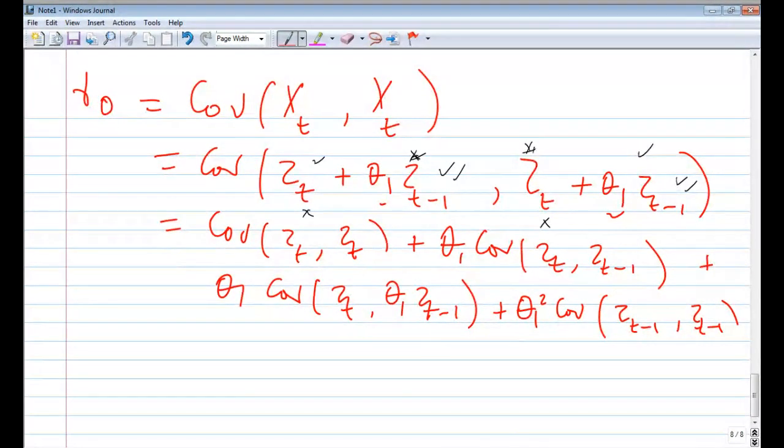Yes. Okay, now let's continue to the next step. No, sir, I'm lost. Can you repeat step number 2? I'm also lost. One person at a time, please. Where did you say theta 1, the covariance of the zt minus 1? Then again, we have theta 1, covariance of theta 1, zt minus 1.